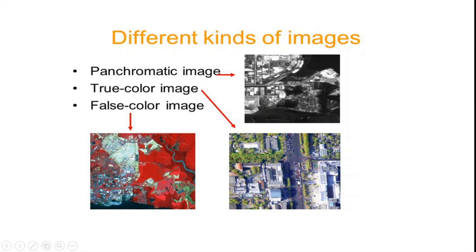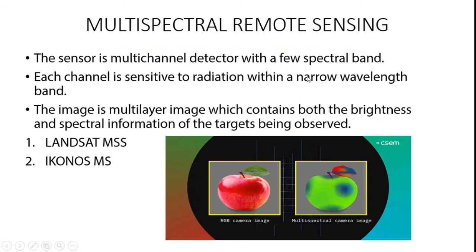This is the true color image in which visible radiations are used. Accordingly, this is the false color image, but a panchromatic image can be seen in black and white tone.